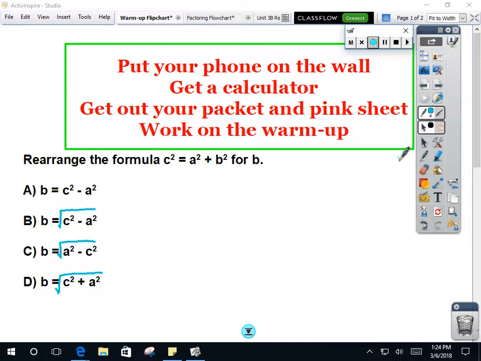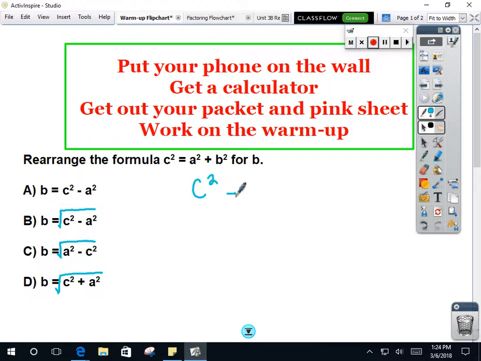Anybody know what that's called? Pythagorean theorem. Okay? Now, we're not actually going to be using it to find a side of a right triangle, but we're going to just solve for b. We're going to get b by itself.